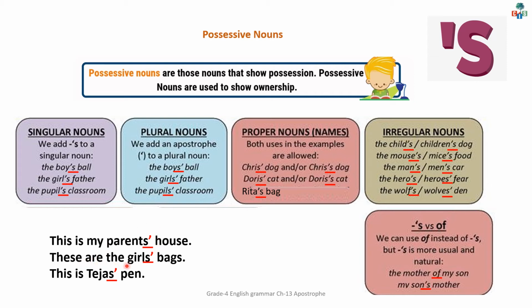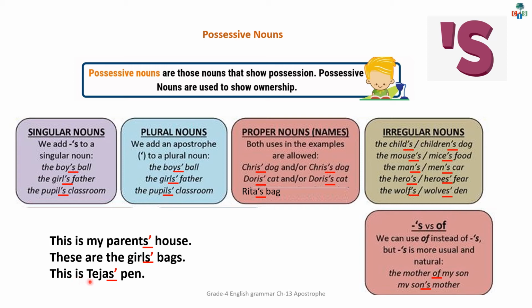These are the girls' bags. Now, bags. We are talking about many bags, and these many bags belong to many girls. So girls is in plural form, so no need to put an extra S. Just insert an apostrophe mark after the noun.